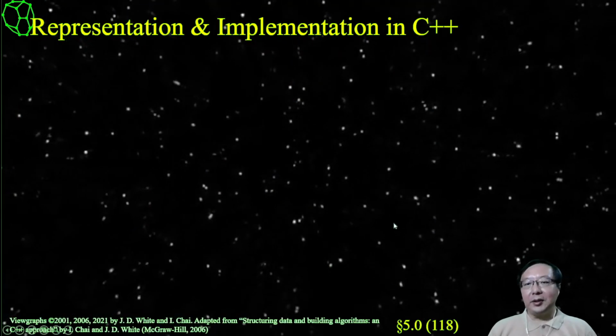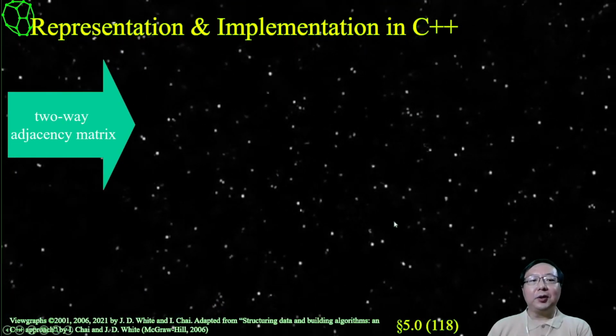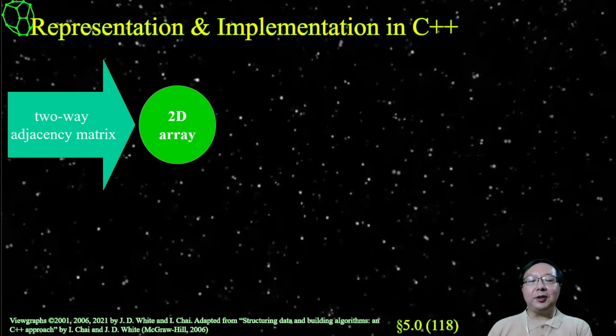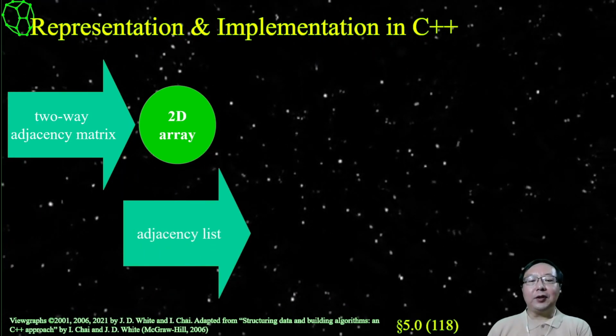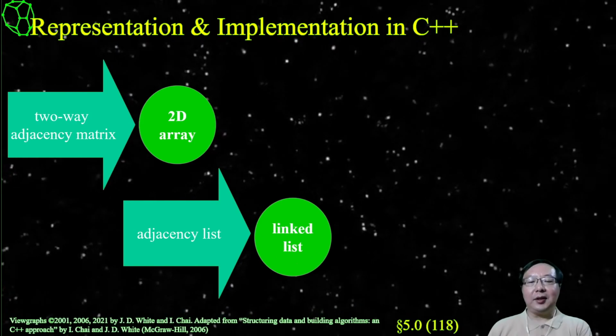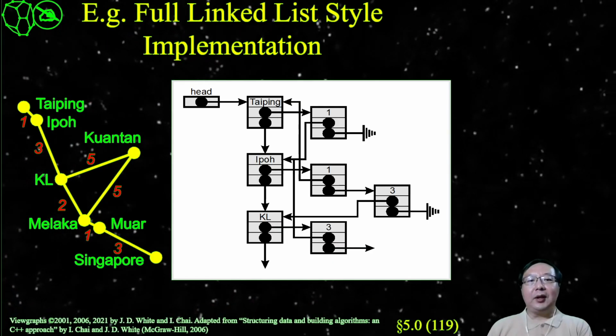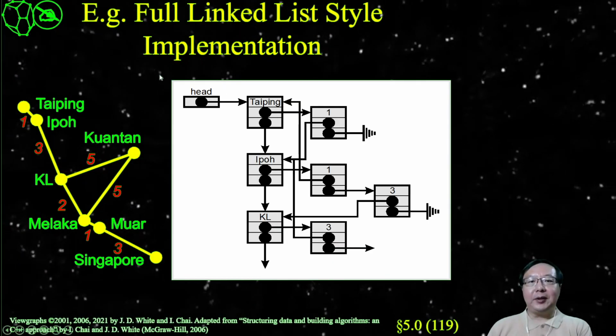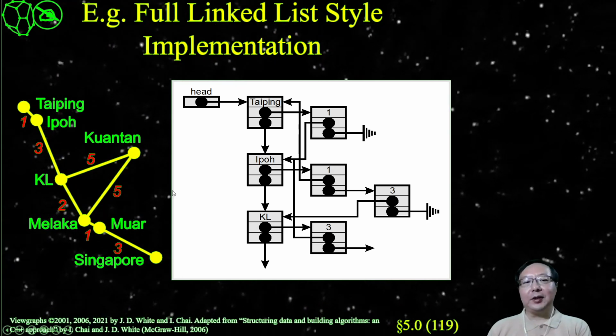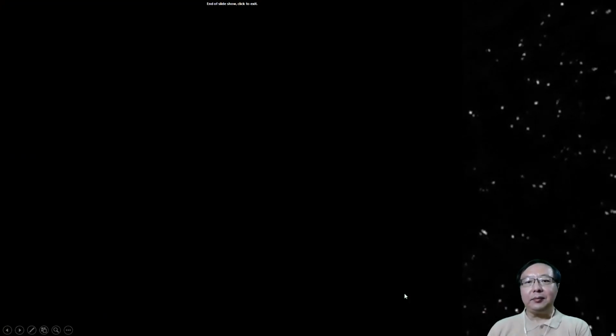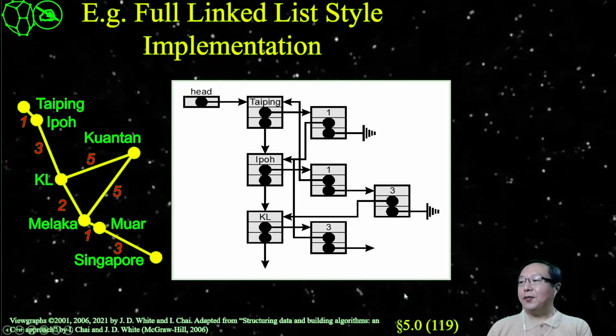Okay, representation and implementation in C++. We've got the two-way adjacency matrix, which is the 2D array, and we've got the adjacency list, which is a linked list. And we've got a full linked list implementation of this particular graph, for example. And that's it for today's lecture.